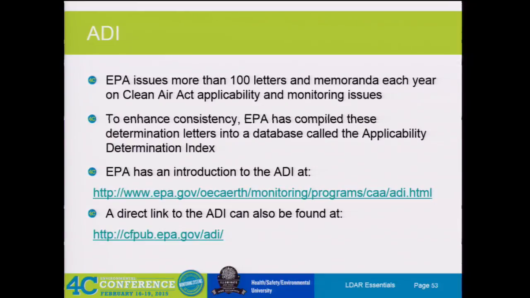ADIs, these are EPA-issued, more than 100 letters each year, Clean Air Act applicability and monitoring issues. These are real good tools to go back to, and you can do searches for ADIs. These links are where you can find them. These are things people write in and the EPA comments back.